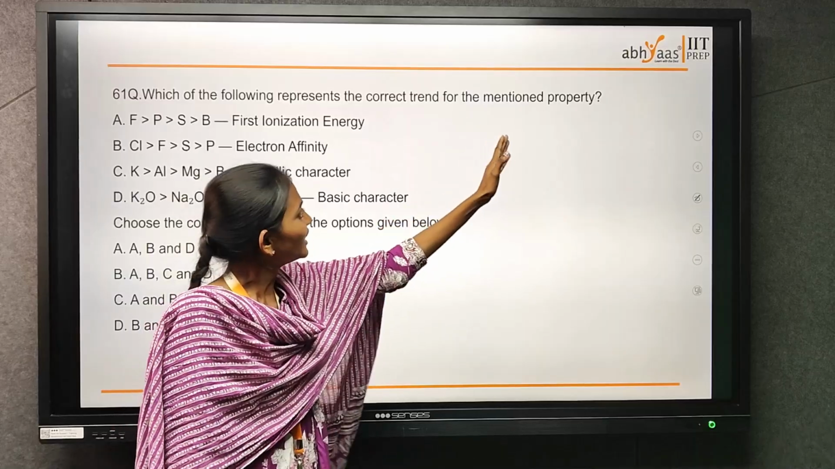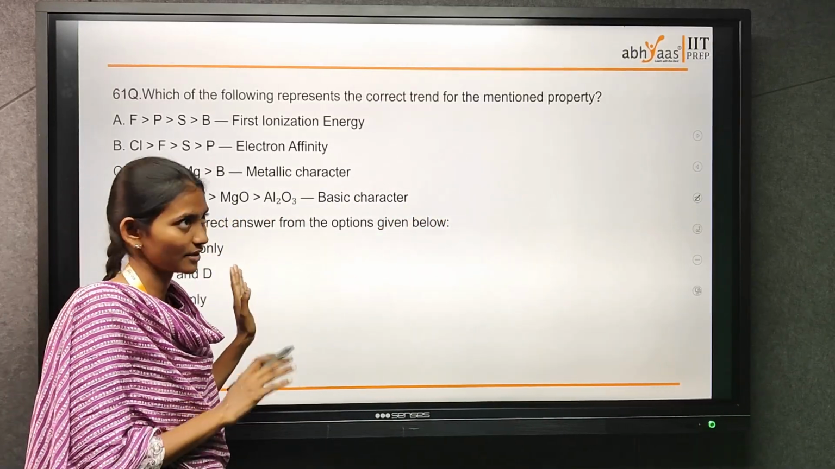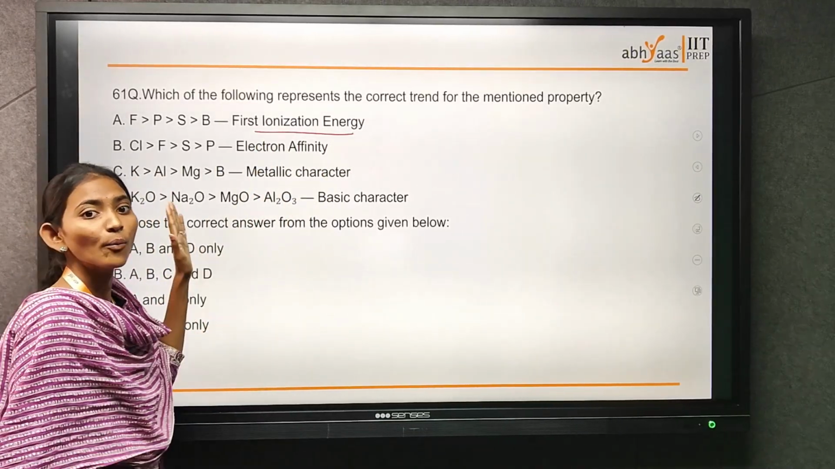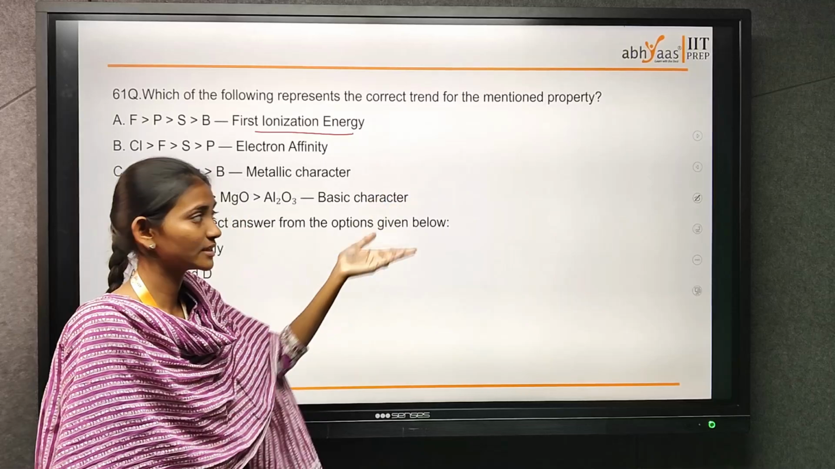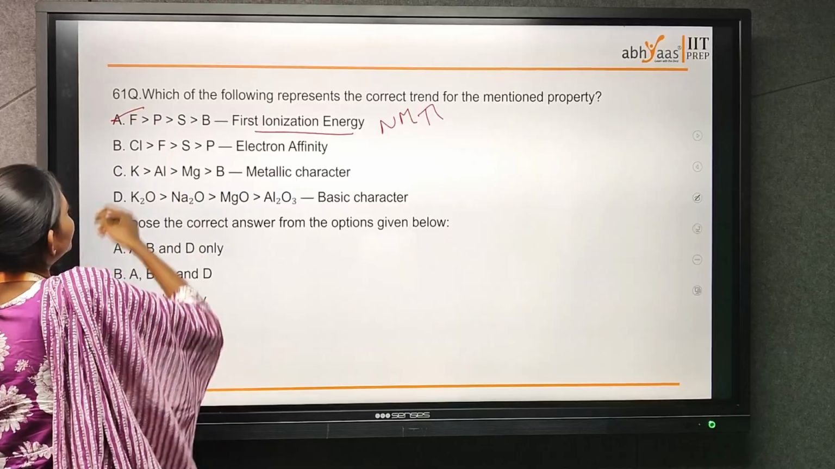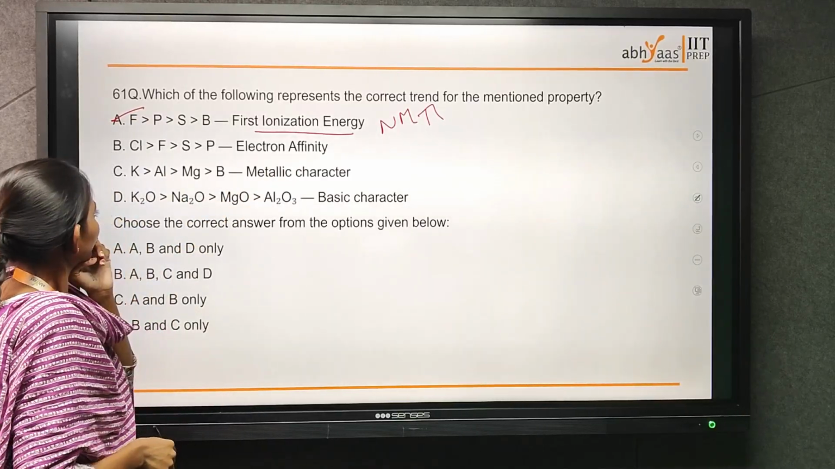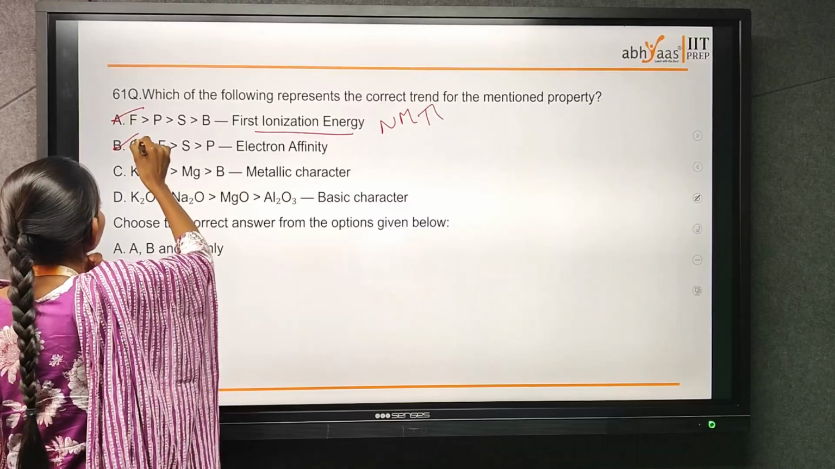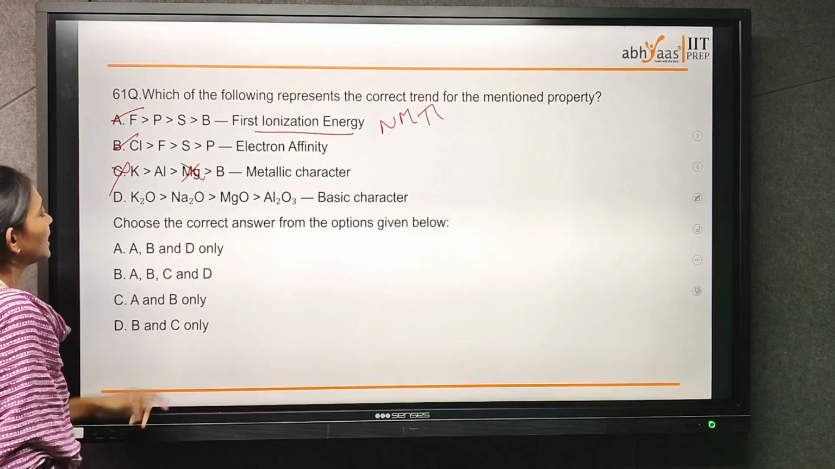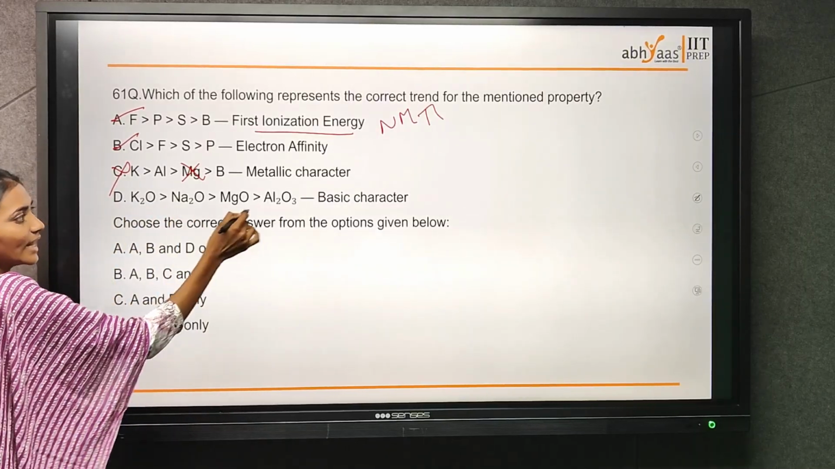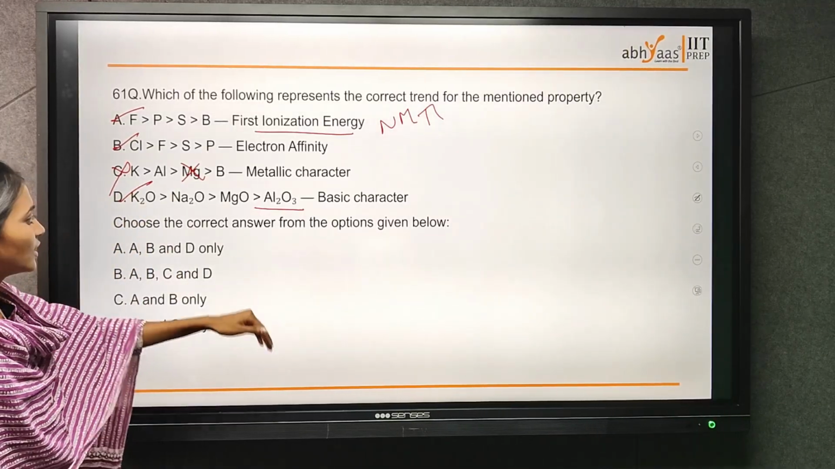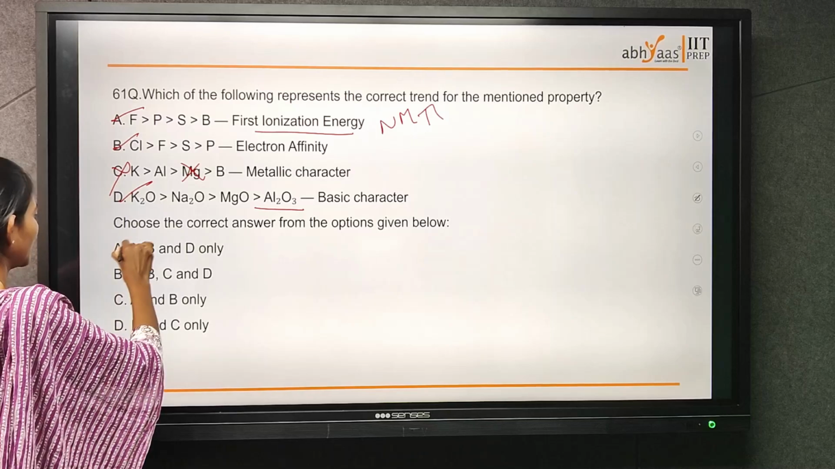Which of the following represents the trend? If you know the periodic trends, then you will get your answer. If you do not know the periodicity trends, you can't answer here. See, ionization enthalpy: while moving from left to right, ionization enthalpy increases and non-metallic character increases. So this statement is correct. Electron affinity, yes, correct. Metallic character: no, magnesium needs to come first, so it is not an option. And basic character: these are acidic and aluminum is amphoteric, so this statement is also correct. So the correct terms are A, B, D. The answer will be A.